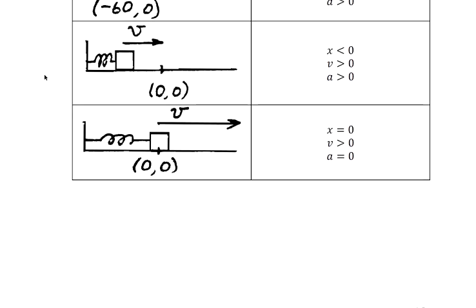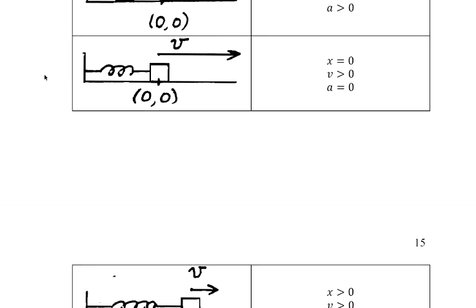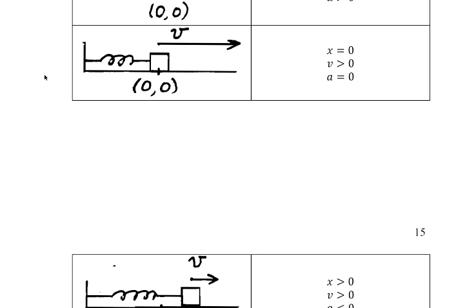The next image, the object is moving to the right, but we're to the left of equilibrium. So the velocity is positive, the acceleration is positive, because we're moving to the right and speeding up. And x is less than 0 because we're to the left of the origin. Look at the next image. We're moving to the right, and we're at the equilibrium position. X is 0 because we're at the equilibrium position. V is greater than 0 because we're moving to the right. And A is equal to 0 because at the equilibrium position, acceleration is 0.